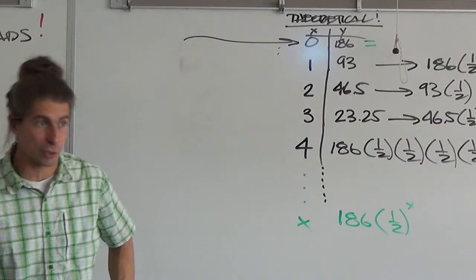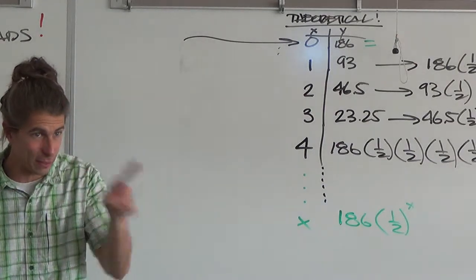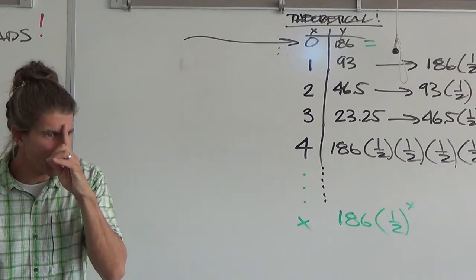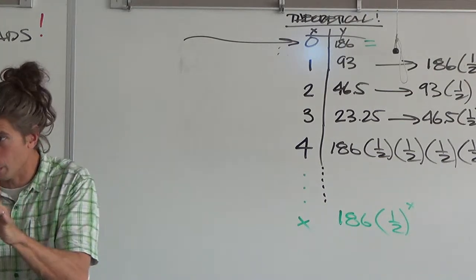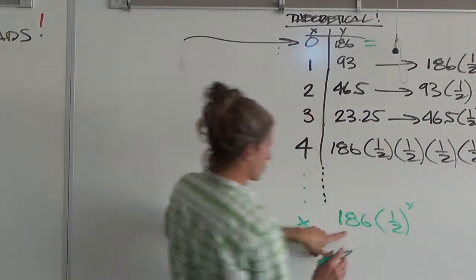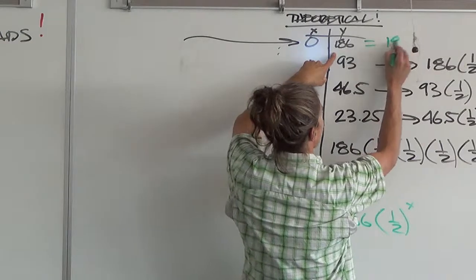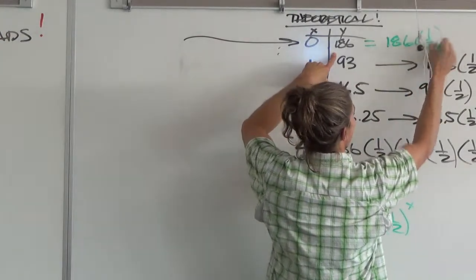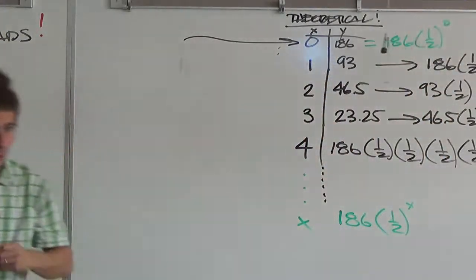So this is where I'm going to be a bastard. I'm going to make you remember your math. Here comes a bastard move. You ready? Here we go. Will the function work up there? It would be 186 times 1/2 to the 0 power.